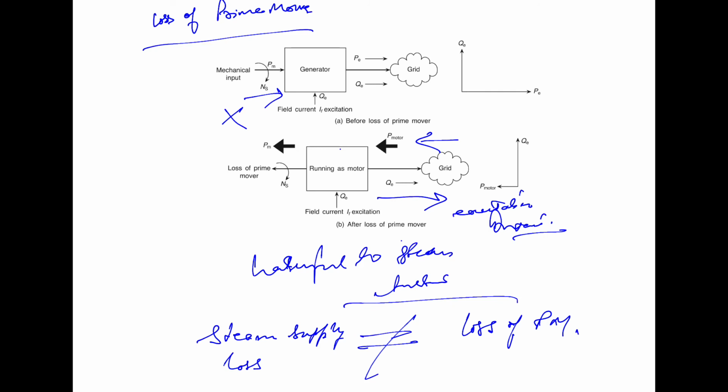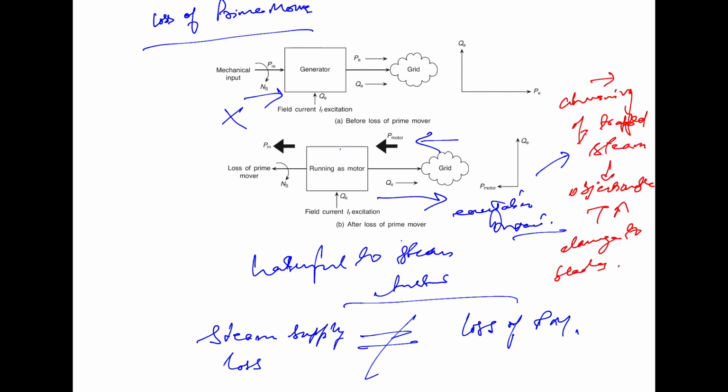When the machine runs as a motor, there is churning of trapped steam in the turbine, causing objectionable temperature rise and damage to the blades, and therefore loss of prime mover needs quick detection followed by the tripping of the generator.